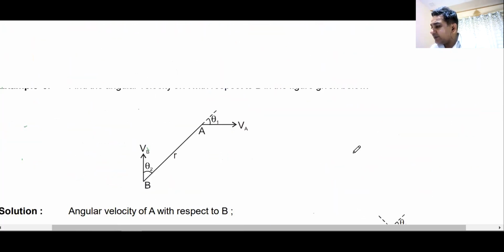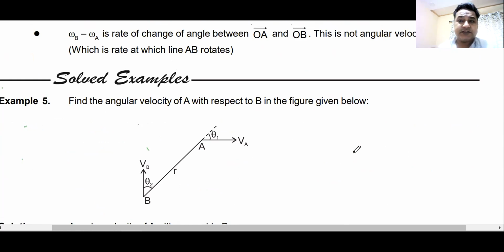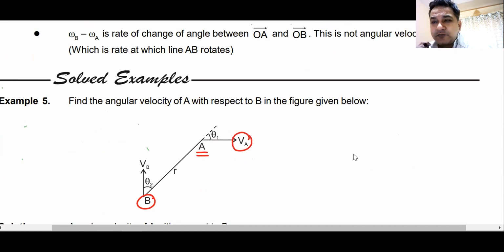Is there a general case? Okay, let us take this general case. This might be a better way of understanding. Find the angular velocity of A with respect to B in this figure. Now remember, this is B and this is A. You have to find the relative angular velocity of A with respect to B.